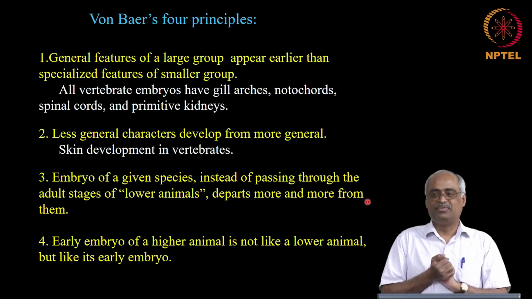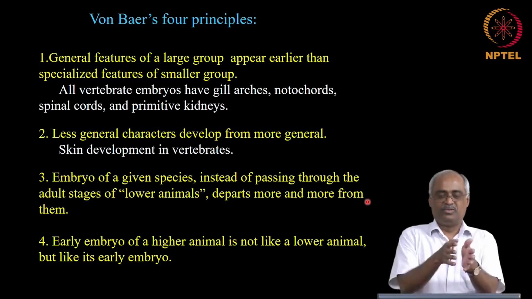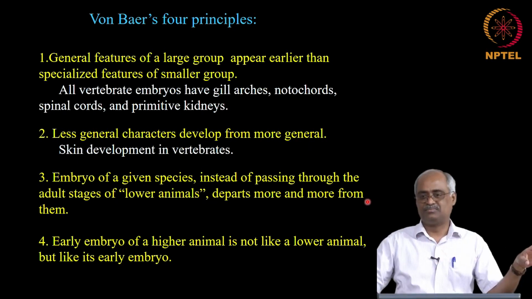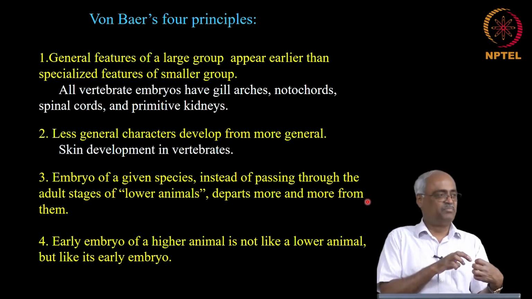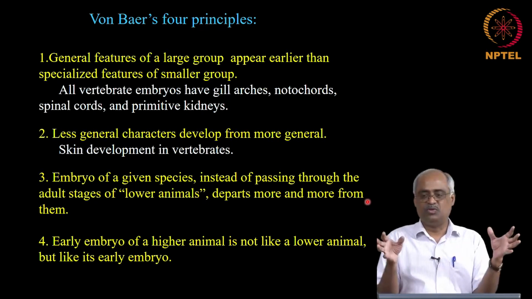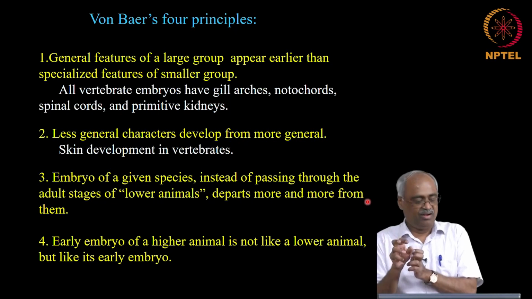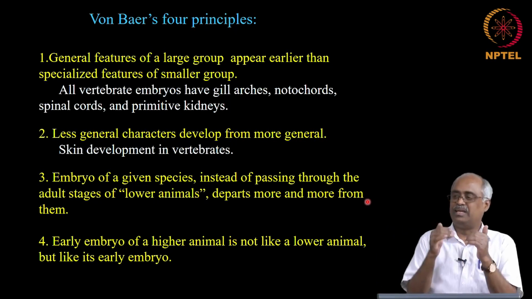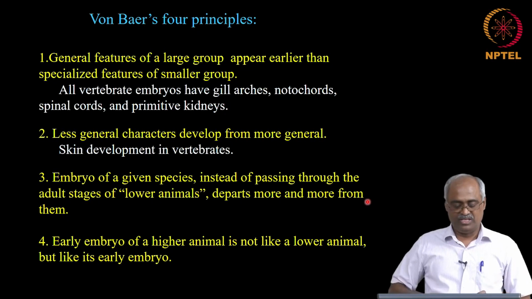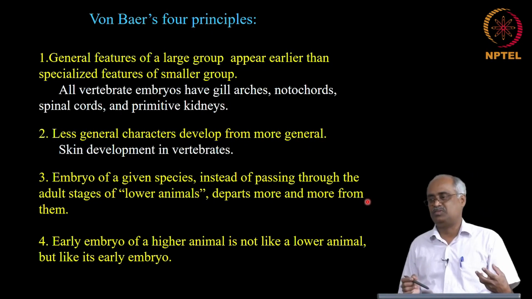Okay, so if you take such a larger group, and if you go to the early embryo, you will find they are resembling each other. So very early during embryogenesis, the general features of the larger group are there, and as the embryo develops, you tend to lose that and you get specialized features. Okay, so general features of the larger group appear earlier in embryogenesis.